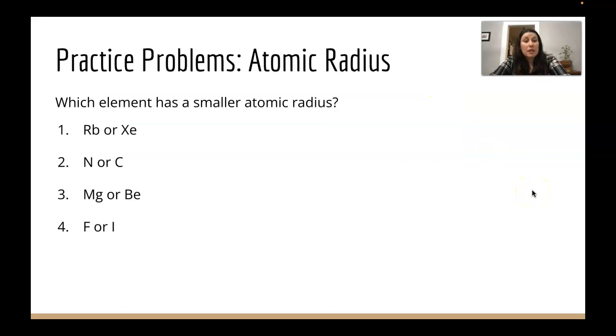Let's do a couple practice problems. I recommend that you write these down on a piece of paper and pause the video to do this practice. First up, atomic radius. Which of these elements has a smaller atomic radius? Do this for each pair, and then you can check your answers at the end of the video.